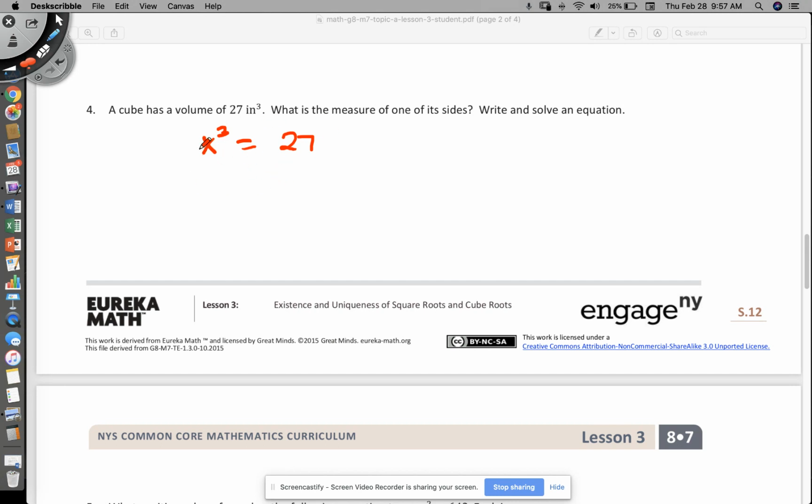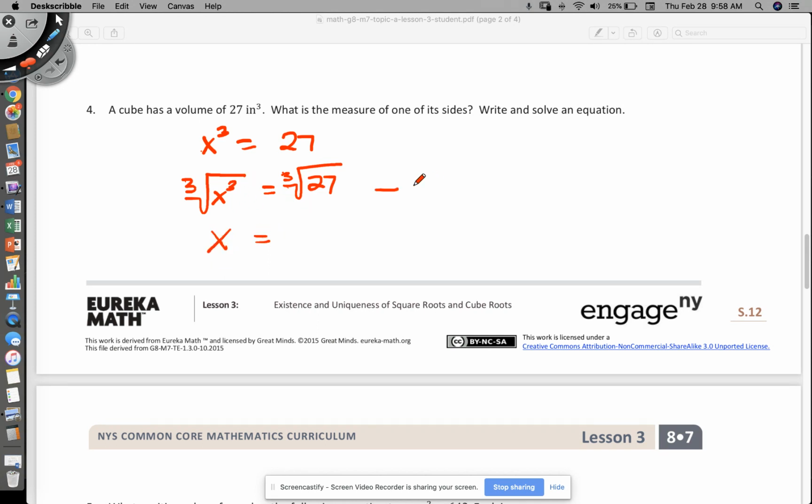Now, how do I get rid of the x to the third power? I just want to find out what x is. I take the cube root. So you write a little 3 on the outside of the square root symbol, and then you put the x cubed inside the square root symbol. And then you're going to do something similar here with the 27. We're going to take the cube root of 27. Now by taking the cube root of x to the third power, it becomes a single x.